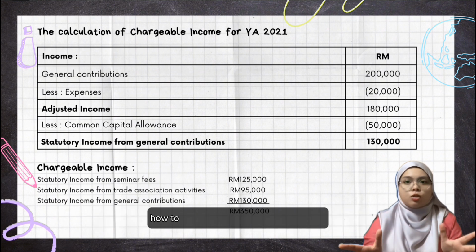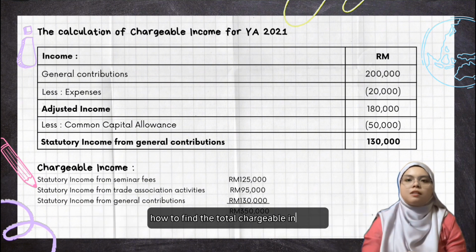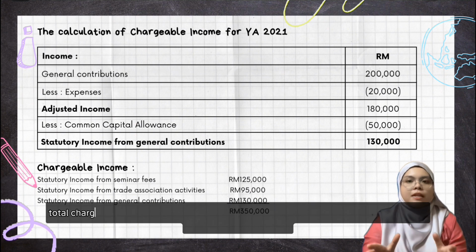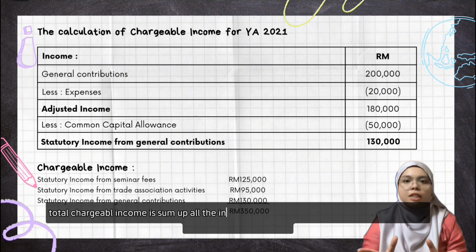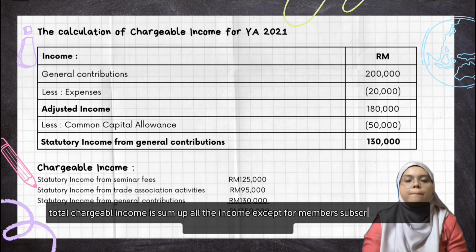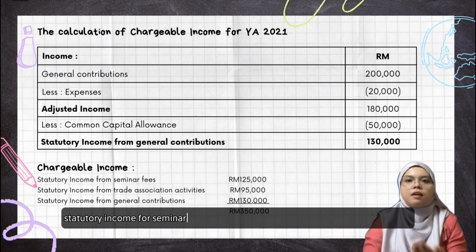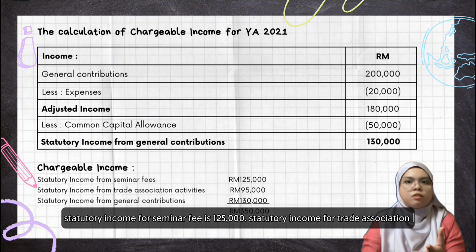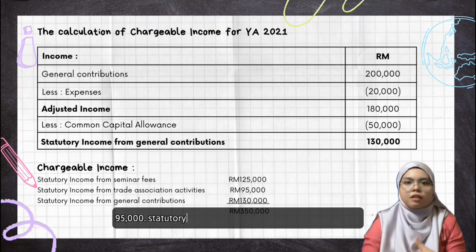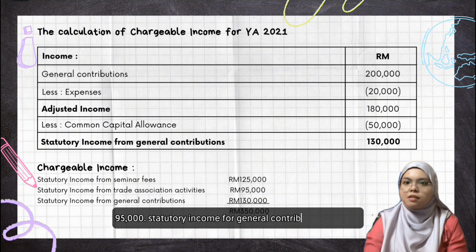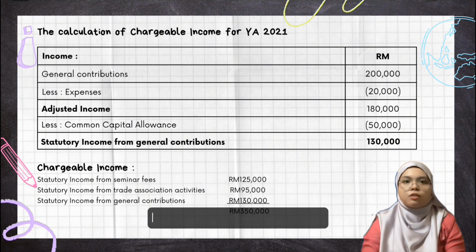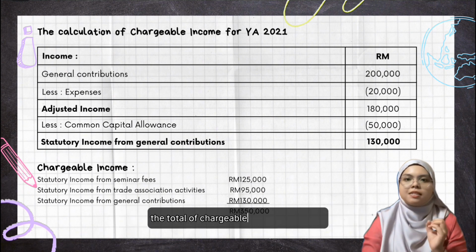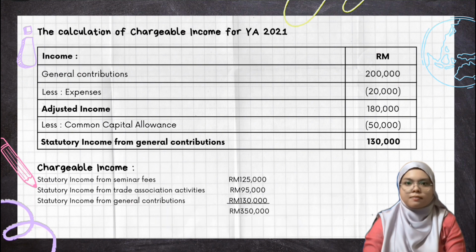How to find the total chargeable income? Total chargeable income will sum up all the income except for member subscription fee and dividend income at gross. Statutory income from seminar fee is 125,000. Statutory income from trade association 95,000. Statutory income from general contributions 130,000. So the total chargeable income is 350,000.